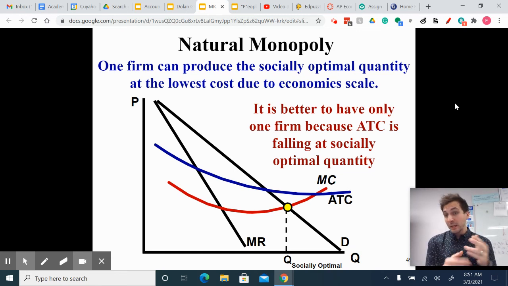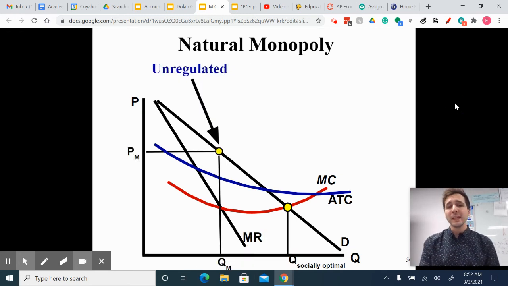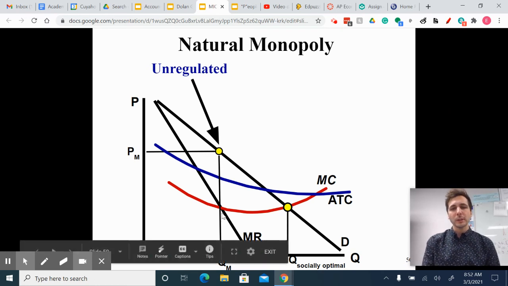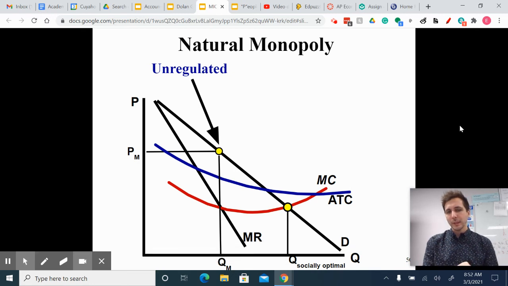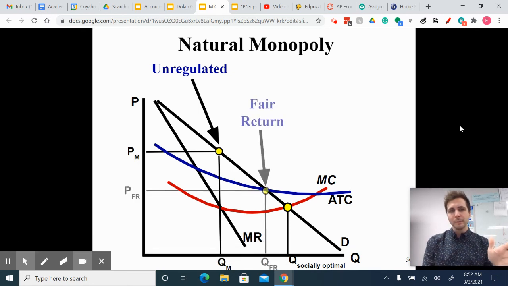In this case, though, it's better to have this firm than to get rid of them. Because of their economies of scale, they will produce what we want at the minimum lowest possible cost. So they can do it. They just won't do it on their own. So this firm, if unregulated, will produce where MR equals MC, which is right here. We'll charge a price of PM, QM and PM. You know that already, right?